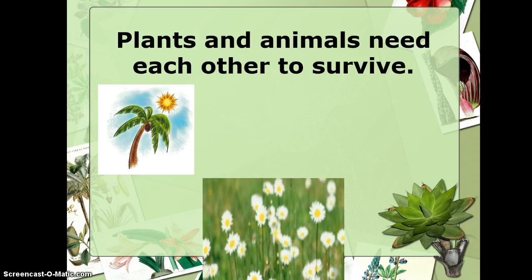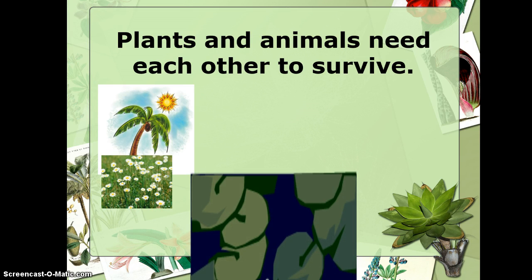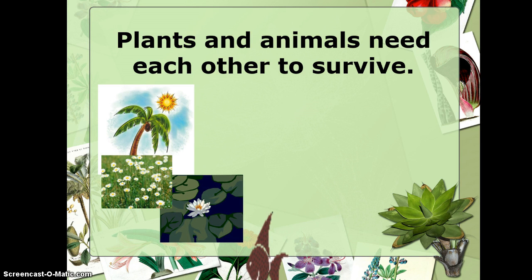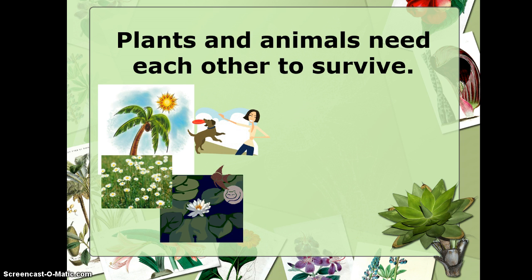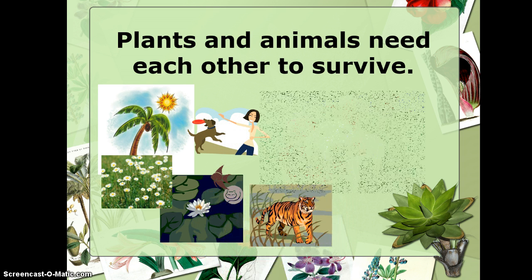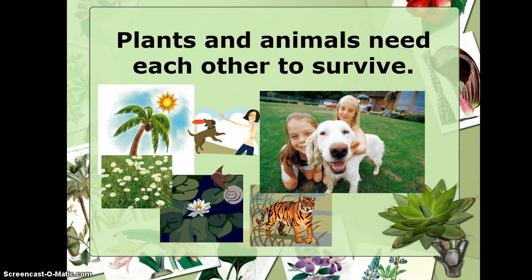So plants and animals need each other to survive. Here are a couple photos that should show that. We talked about oxygen yesterday in the atmosphere and how important it is for living things to breathe. We need air to breathe, and without plants, which are one of our biggest resources for cycling in that carbon dioxide and oxygen, we wouldn't have a lot of that. So we kind of depend on each other to survive.